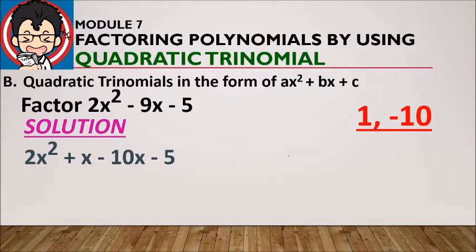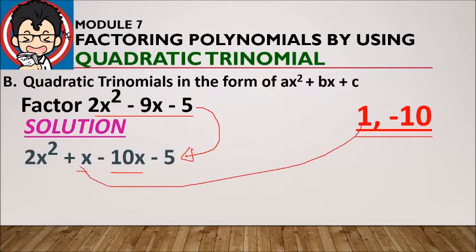Here, I will use these numbers, 1 and negative 10, to rewrite 2x squared minus 9x minus 5. I-rewrite ko siya into 2x squared plus x minus 10x. Yung 1, ito yan. Yung negative 10, ito naman siya. How is that possible? Eh di ba, x minus 10x is equal to negative 9x? So ngayon, yan nire-write ko siya.